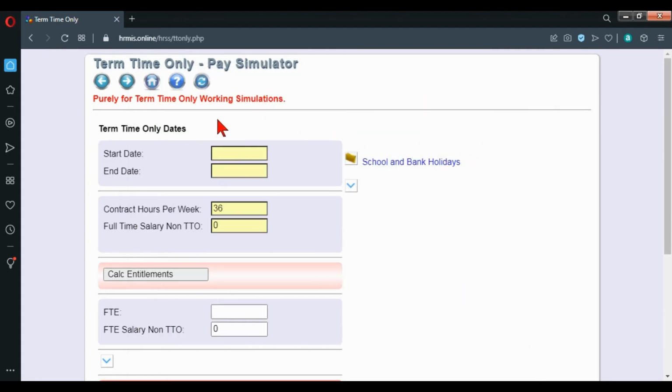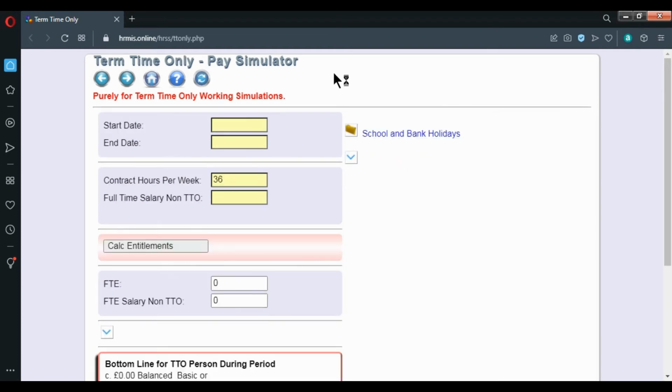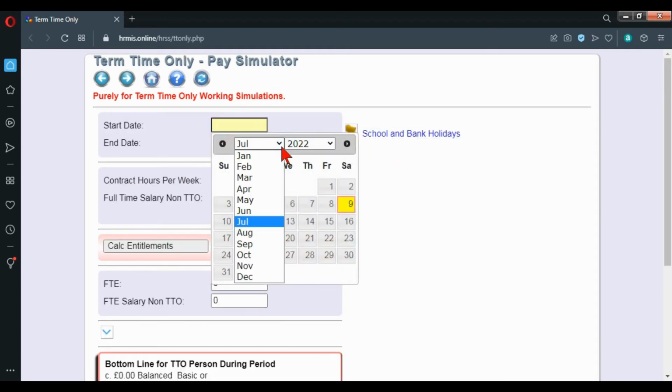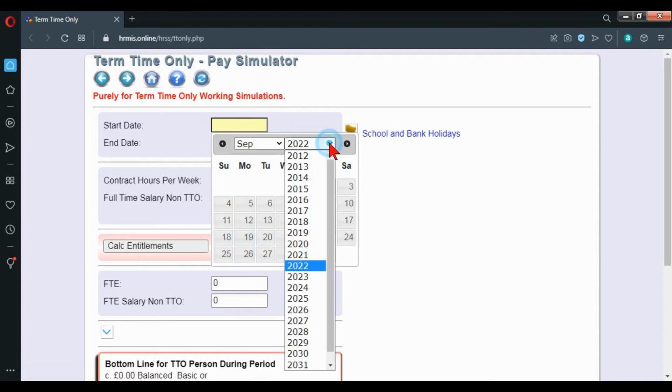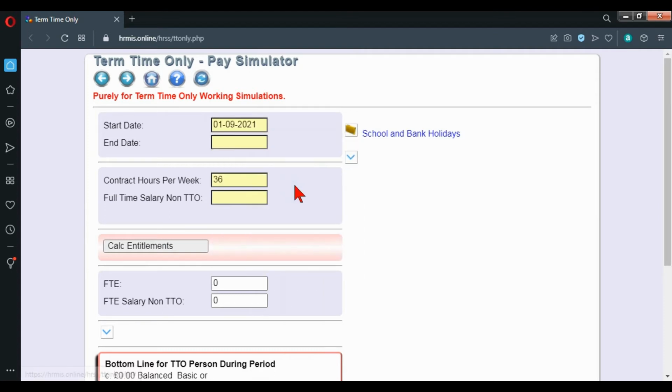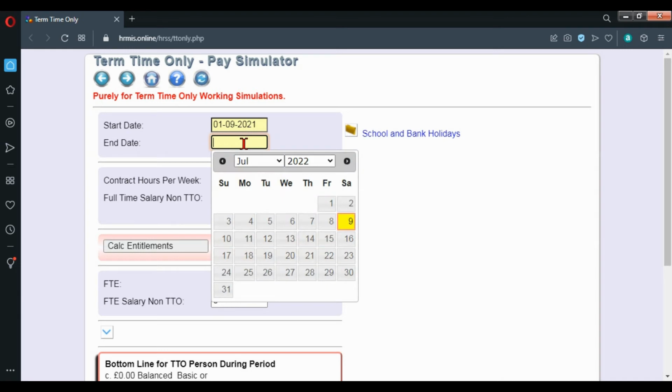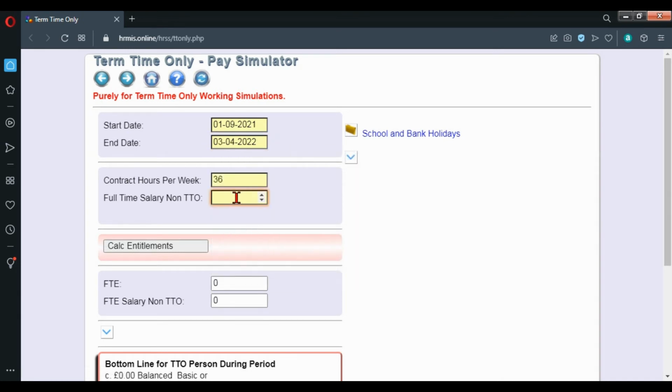Let's simulate for a full-time, term time only person employed from the start of the school year on 1st of September 2021 to 3rd of April 2022, the last week of the spring term. The full-time all-year-round salary for their role is £24,000 per annum. As explained in part 1, I use this amount for demonstration purposes because it is a nice round figure.